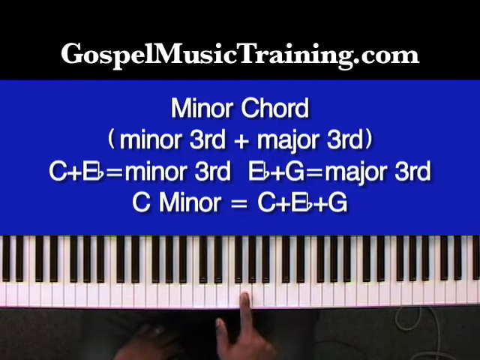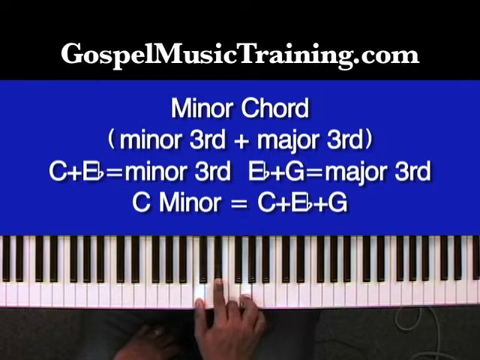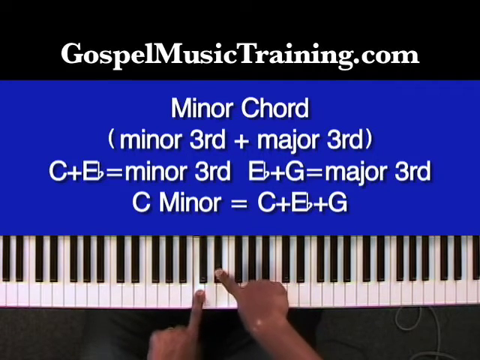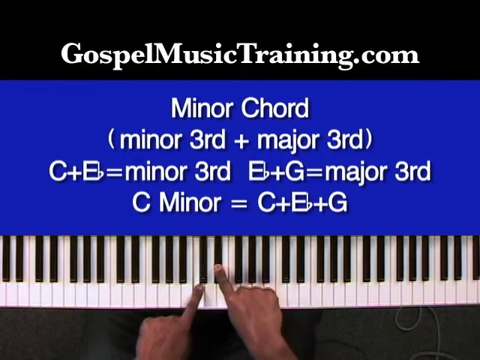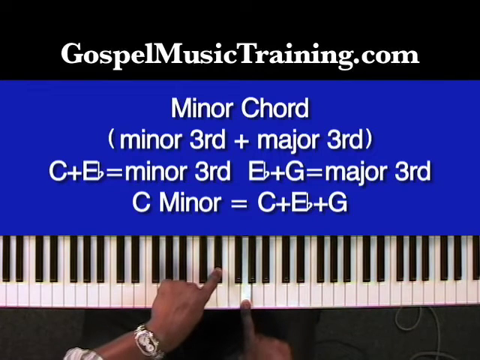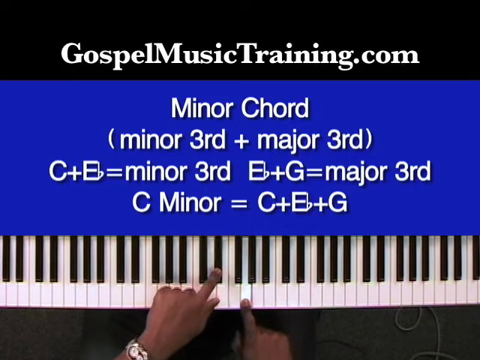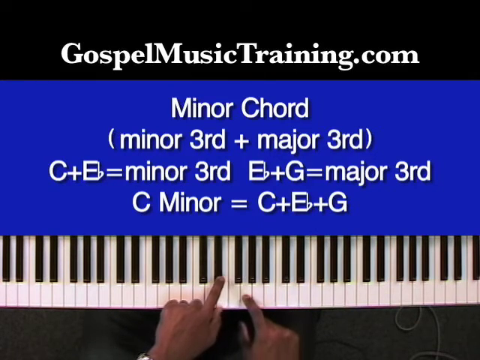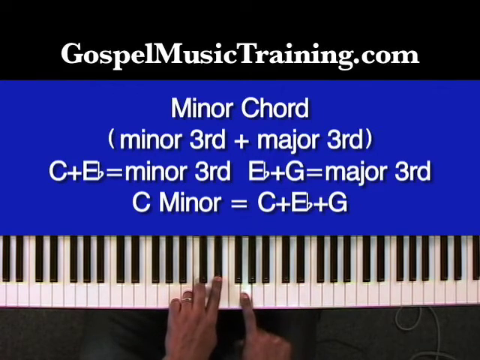Because notice the G is constant. Here's your minor third. Here's your minor chord. It's C, E flat, and G. Again, C, E flat, and G. This is a minor third because it has 3 half steps. But notice here, this is a major third because it has 4 half steps. Sound like blues there, doesn't it? Okay? So when you combine that, there's your C minor chord.